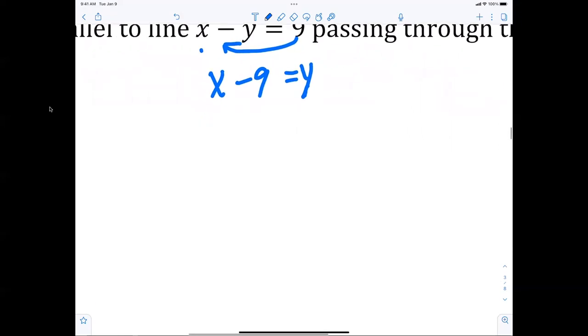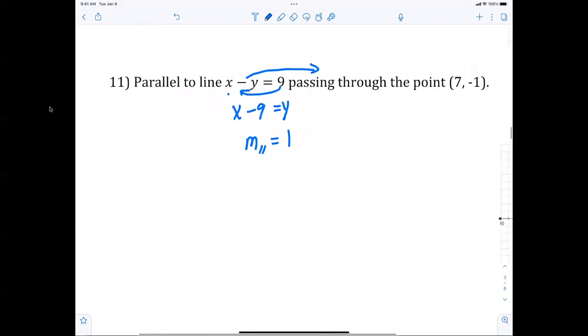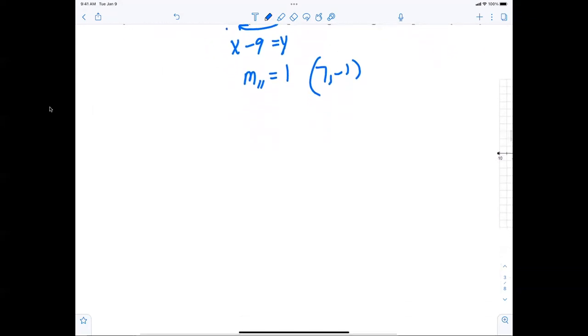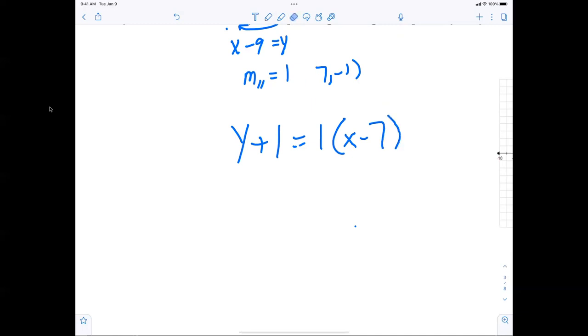So now I would like everybody to put down the slope of the parallel line is just what? 1. Thank you. And it passes through 7, -1. So now let's write the equation. Go. Come on, someone, go. Y plus 1 is equal to 1x minus what? 7. You are amazing. That's it. Guys, come on. That's not hard. That's not hard. All right.